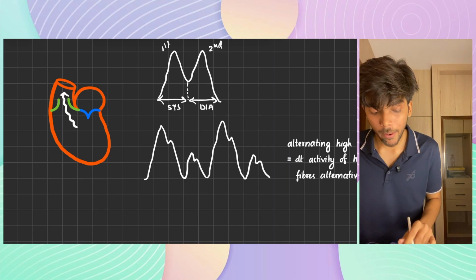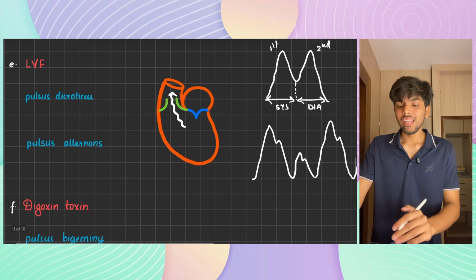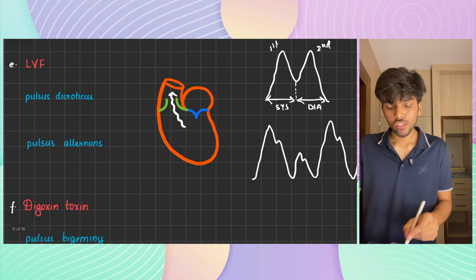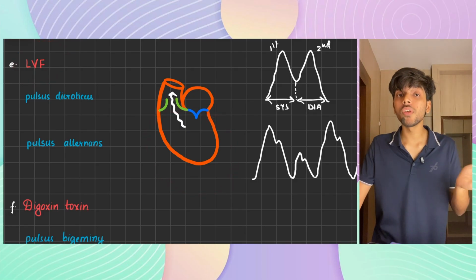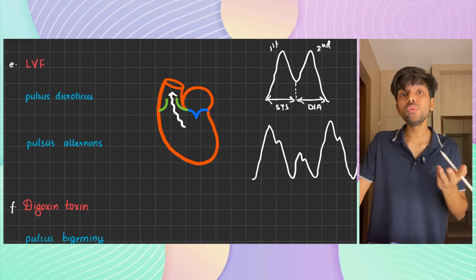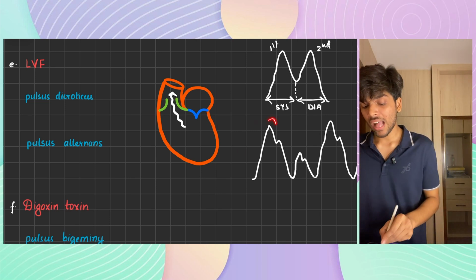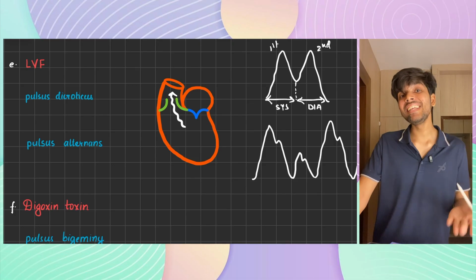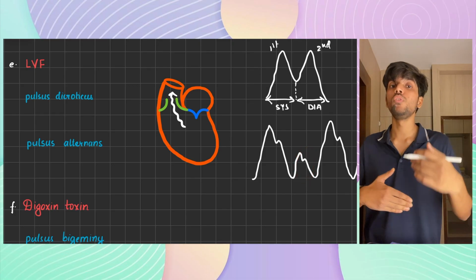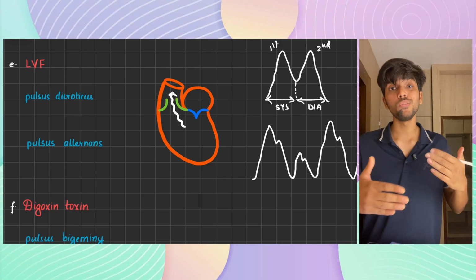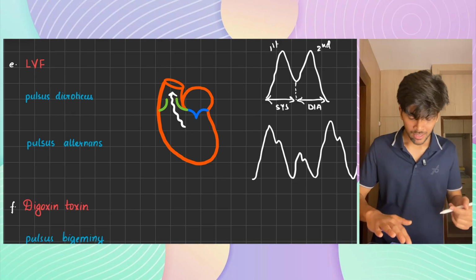The question is why? See, in left ventricular failure, some of the fibers of the left ventricle are normal, some of the fibers are deranged. Due to the normal fibers, you get high volume pulse. Due to the deranged fibers, you get low volume pulse, giving us alternating high volume, low volume, high volume, low volume pulse, also referred to as pulsus alternans.